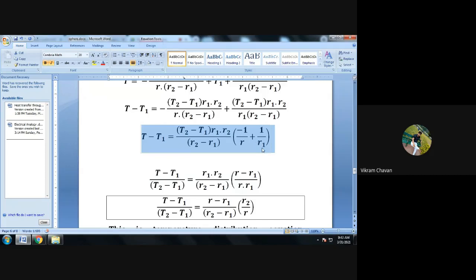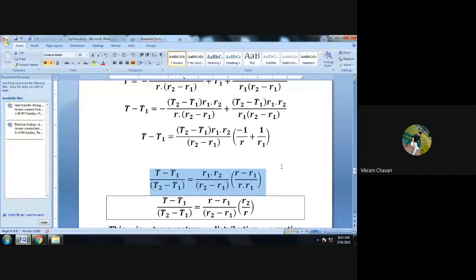And if you perform the cross multiplication for the inside bracket, then R1 multiplied by minus 1 is minus R1, and R multiplied by 1 is plus R. In the denominator, it is the multiplication of the denominators, that is R multiplied by R1. So inside the bracket we get R minus R1 divided by R multiplied by R1. This is the equation after transferring the temperature terms to one side and cross multiplying the inside bracket.